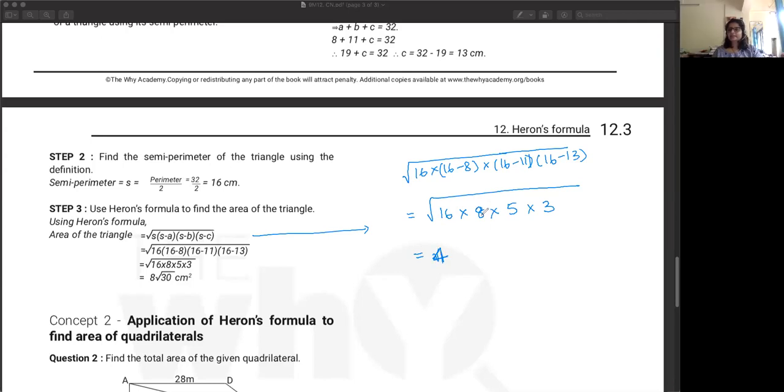Root of 8. We can even get 2 outside. So you can factorize 8 as 2 into 2 into 2, right? So from this you can get 2 outside. So just write 4 into 2 into root of whichever is remaining, just write 2 into 5 into 3. We can't find the root of this now. So you get 4 into 2, 8, root 30.